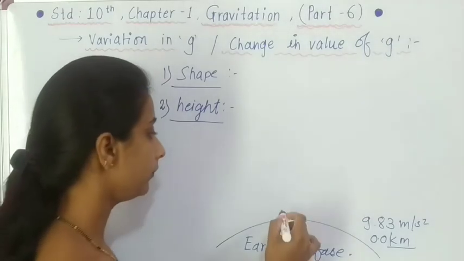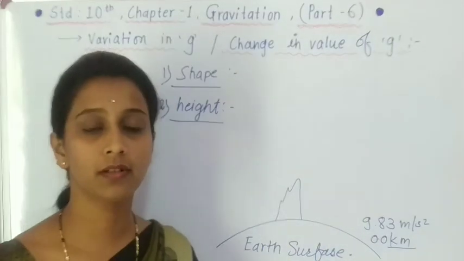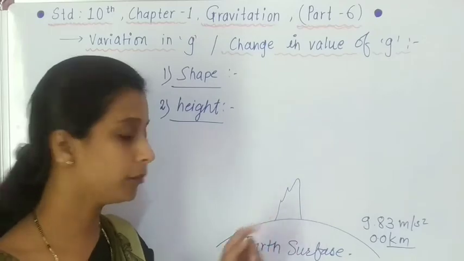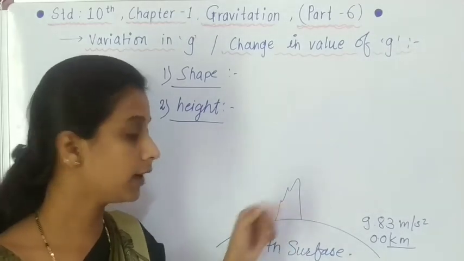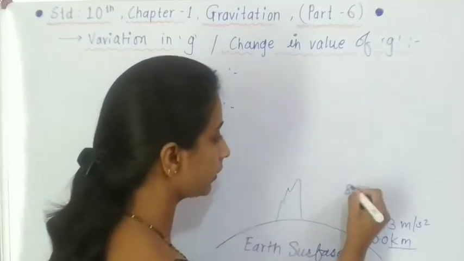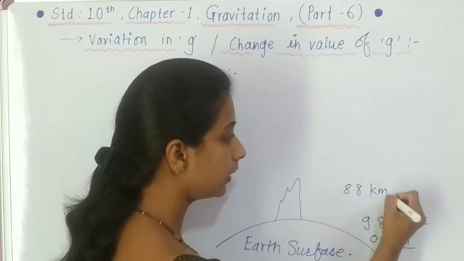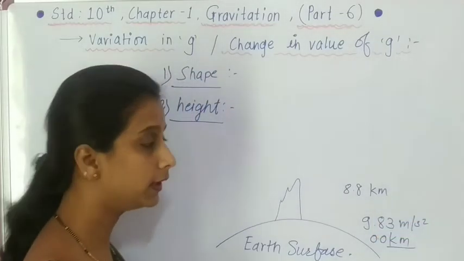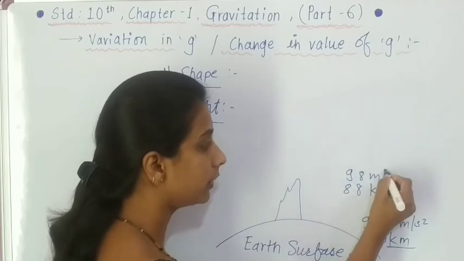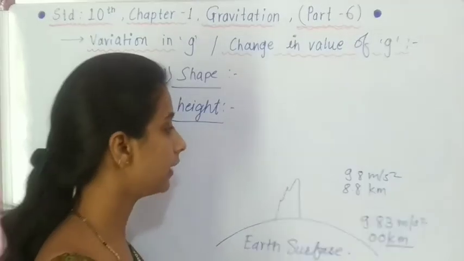Now come to the next point. Suppose we are present on Mount Everest. Some examples are given in your textbook. Let's take examples from that. Suppose we are at Mount Everest, which is at a height of 8.8 kilometers. So what is the height of Mount Everest? It is 8.8 kilometers. And at that place the value of g is again 9.8 meter per second square. It does not change. Okay, it remains as it is.